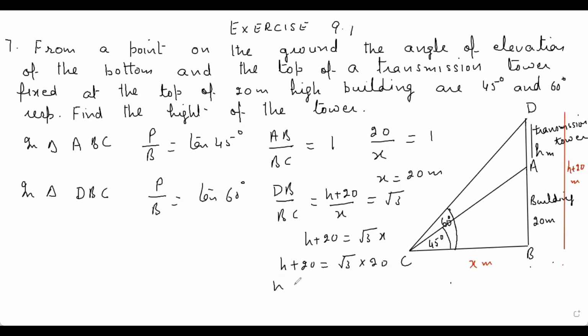It means h is equal to 20 root 3 minus 20. It means 20 common, root 3 minus 1 in the bracket. So the height of the transmission tower is 20 into root 3 minus 1 in the bracket, meters. So this is the height of the transmission tower.